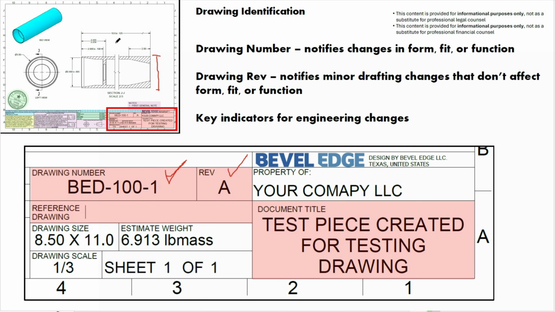Maybe there's an extra view I want to show. Maybe I want to show you this side, the back side of this tube. So I'll add that, and that increases the revision of the drawing. So these are just minor changes.